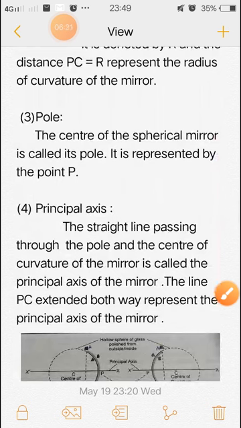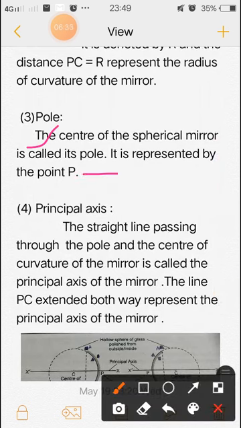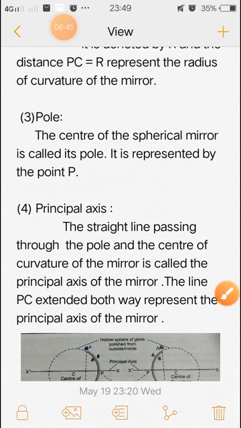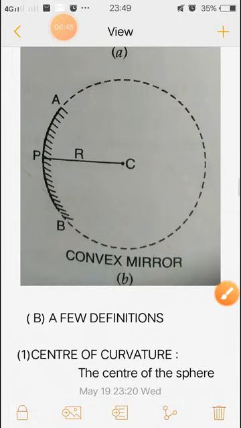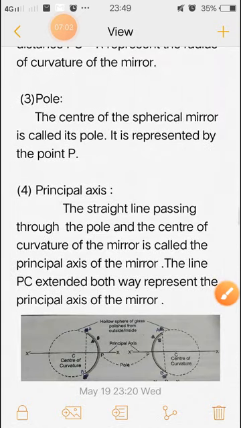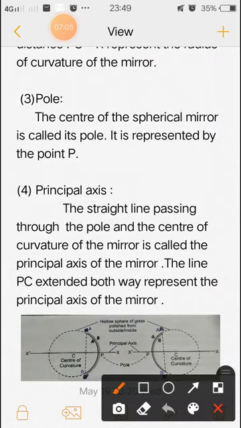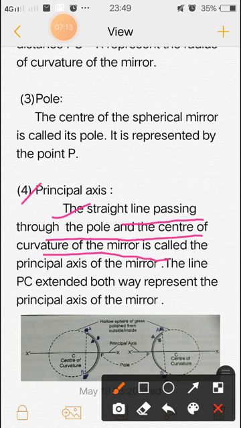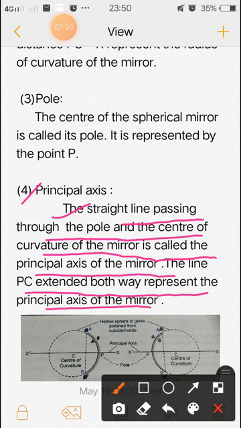The pole, the center of the spherical mirror, is called the pole. It is represented by the point P. And the principal axis: what is the principal axis? The line joining the center of curvature and the pole is called the principal axis. The straight line passing through the pole and the center of curvature of the mirror is called the principal axis of the mirror. The line PC extended both ways represents the principal axis of the mirror.